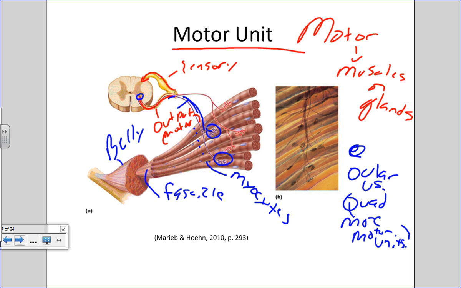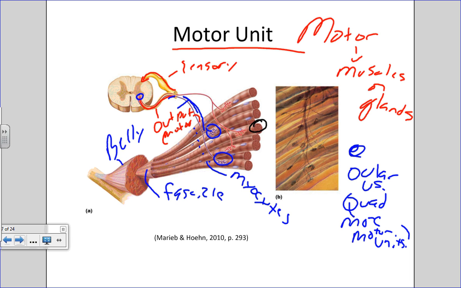Which one is going to be generating more force? Okay, so if you're guessing the quadricep muscle, you are correct. The quadricep muscle is obviously going to have more motor units. In order for a quadricep muscle to contract and do the kind of work that it normally does, you're going to have to recruit more muscle fibers at once.